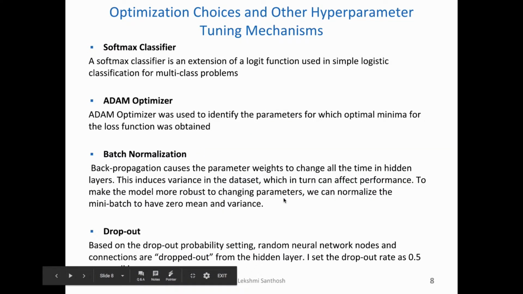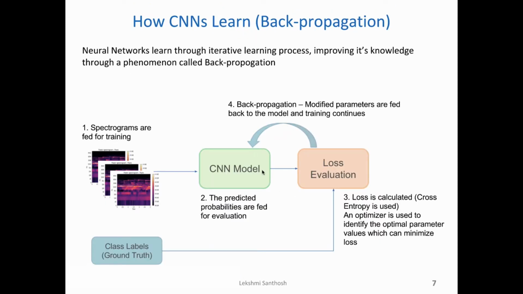Now, one of the challenges that we have with backpropagation is it constantly changes the weights, and that inadvertently induces an internal variance in the data set. So to make your model stable to these changing parameters, batch normalization can be applied. In batch normalization, each mini batch that arrives, when I say mini batch, it's a random sample of the spectrogram from your training data, is taken, its mean and variance is computed, and then it is re-standardized or rescaled to have 0 mean and 1 variance.